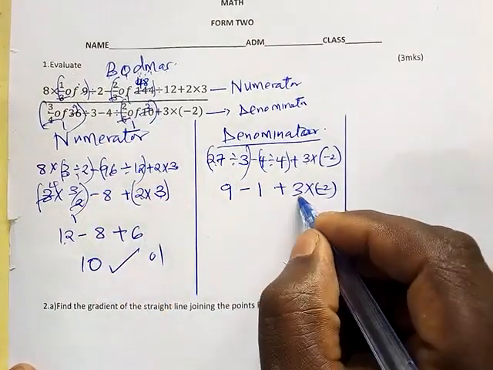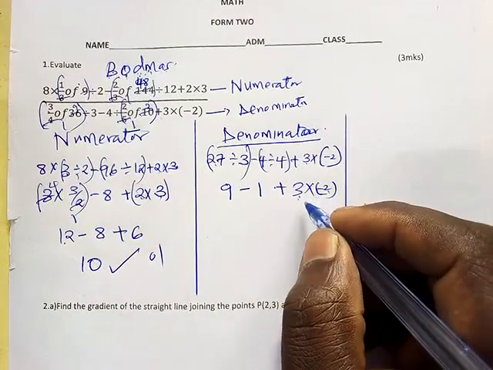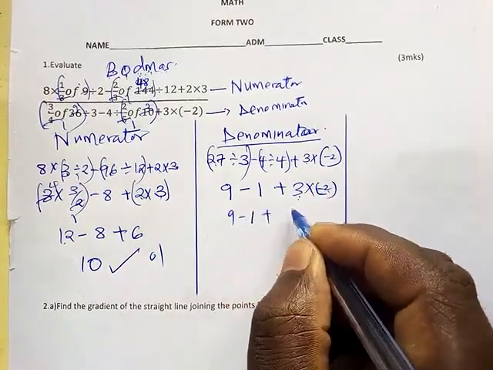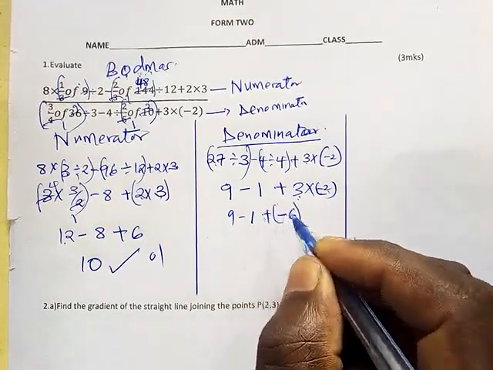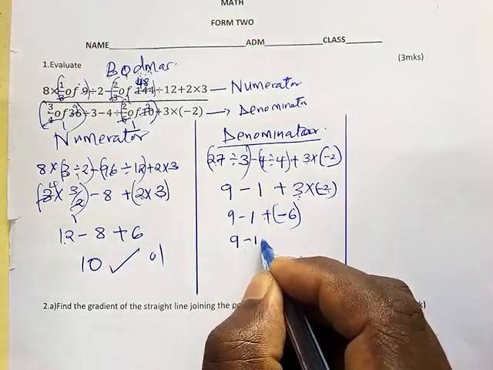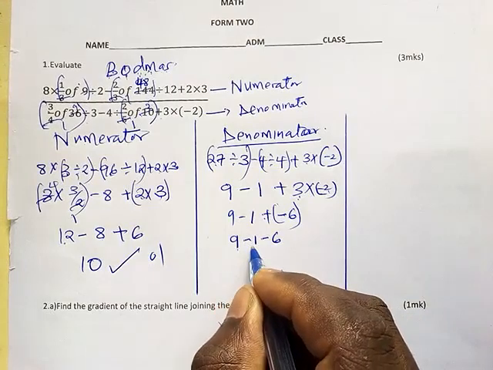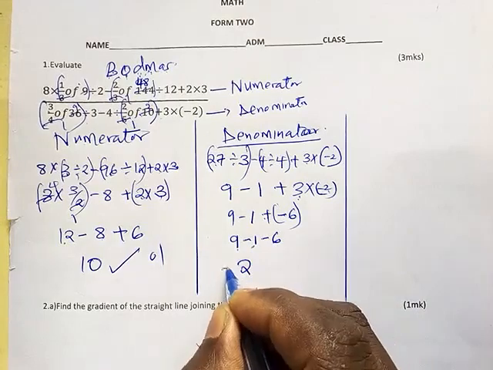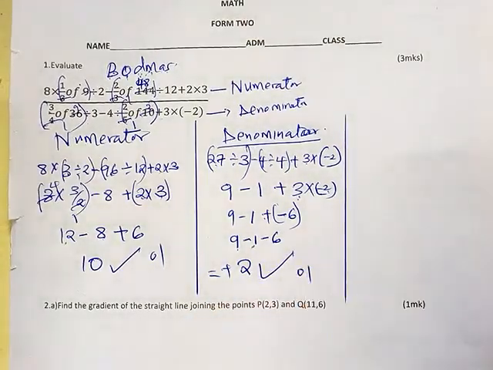Multiplication. 3 times negative 2, a positive number times a negative number, the answer is negative. So 9 minus 1 plus negative 6. But remember, positive times negative, the answer is negative. So we have 9 minus 1 minus 6. So 9 minus 1 is 8. 8 minus 6, the answer is 2, positive 2. And this is the second mark.